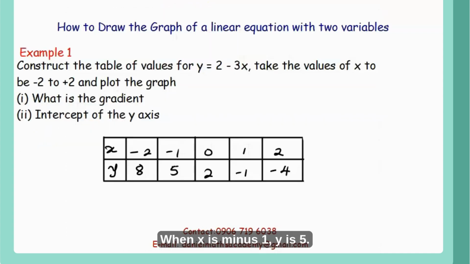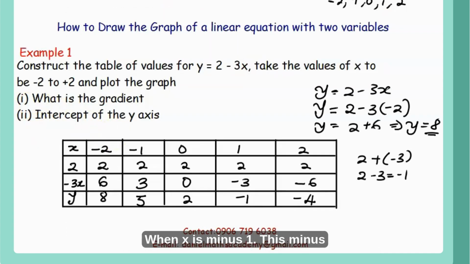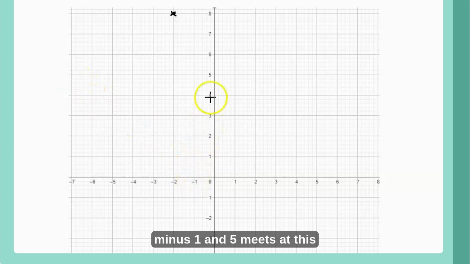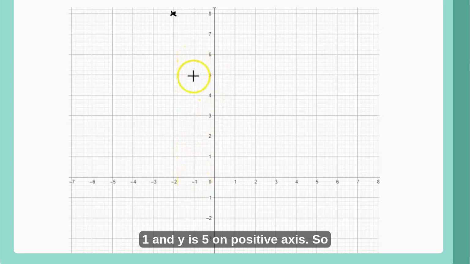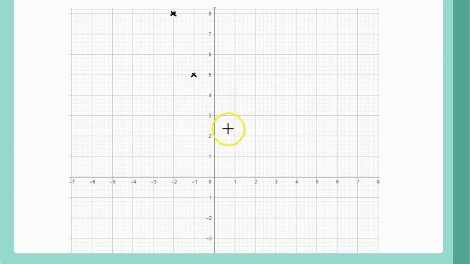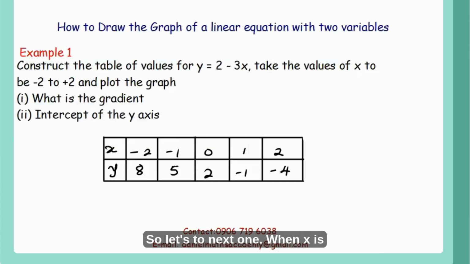When x is minus 1, y is 5. When x is minus 1, this is minus 1, and then y is 5. Minus 1 and 5 meet at this point. x is minus 1, and y is 5 on the positive axis. So we have it at this point, both of them meeting at this point. Okay, so let's go to the next one.